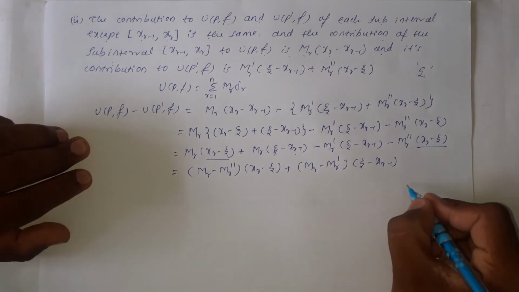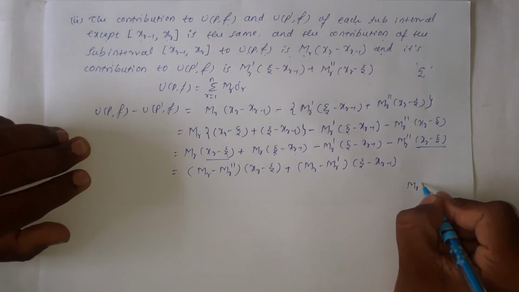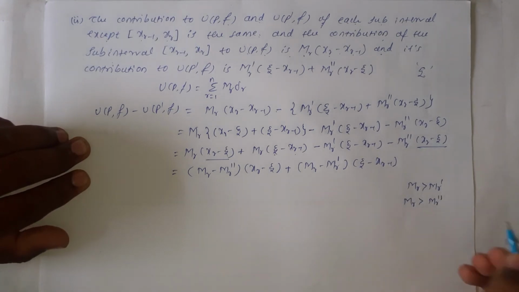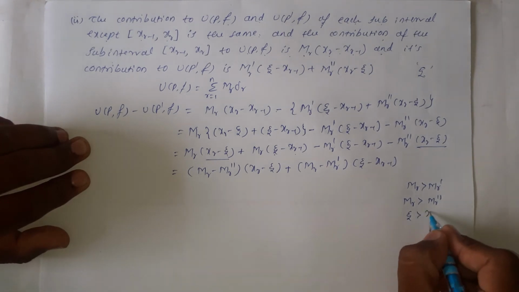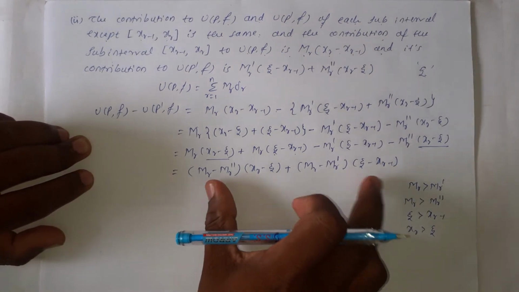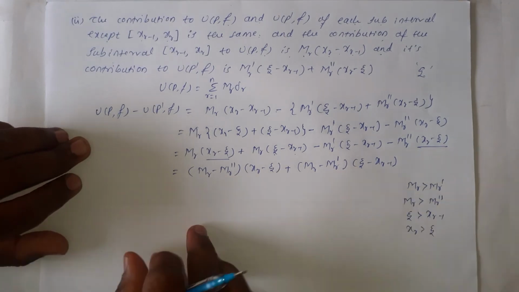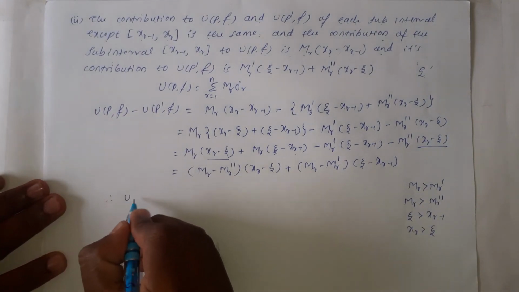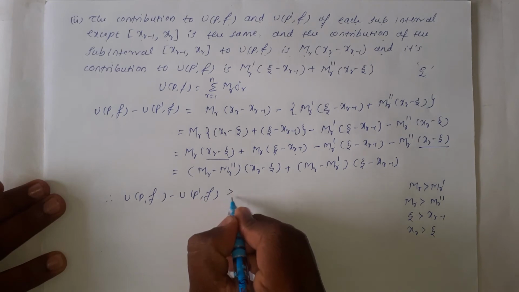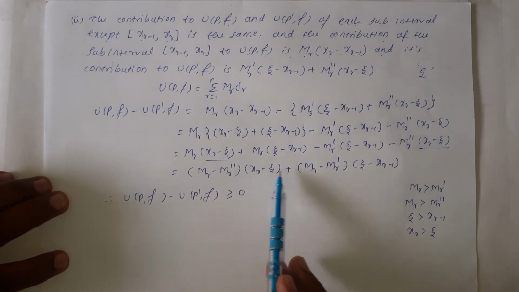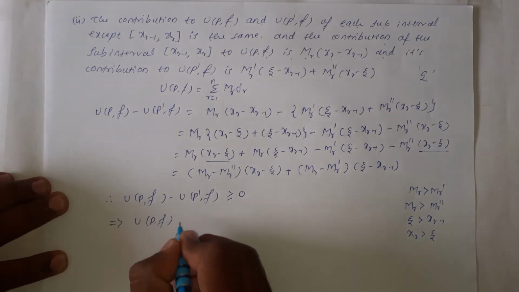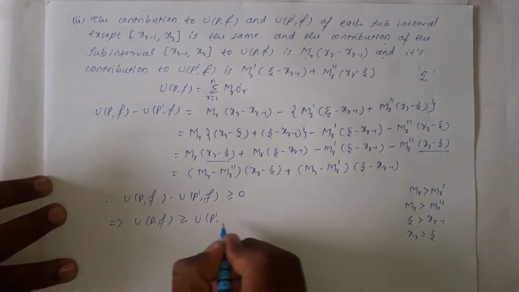So here also we know that capital MR is greater than MR dash, and capital MR is greater than MR double dash, and also xi is greater than xr minus 1 and xr is greater than xi. So therefore this total quantity will be positive, that is greater than or equal to 0. So therefore UPF minus UP dash F is greater than or equal to 0, since all these terms are positive. So therefore it implies that UPF is greater than or equal to UP dash F.